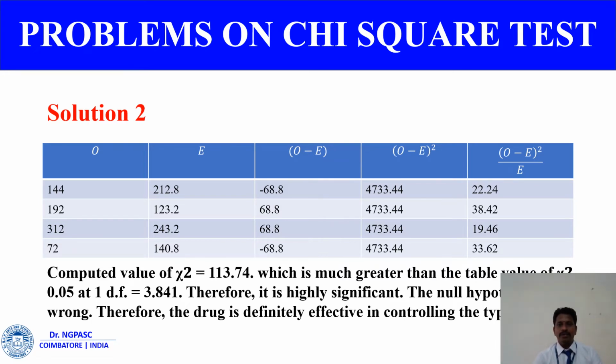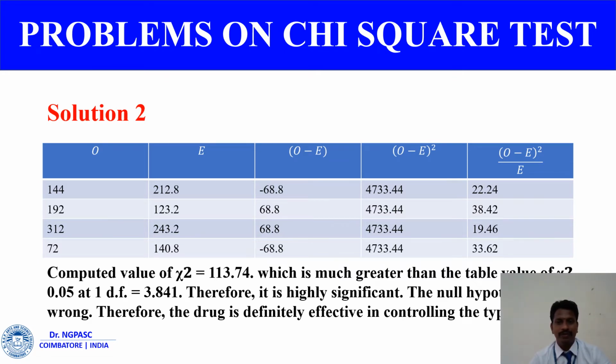Next, to calculate the square of the deviation, observed frequency minus expected frequency whole square: minus 68.8 whole square equals 4733.44. Again 4733.44, and so on. Next, to calculate observed frequency minus expected frequency whole square divided by E. 4733.44 divided by 212.8, we get the answer 22.24.